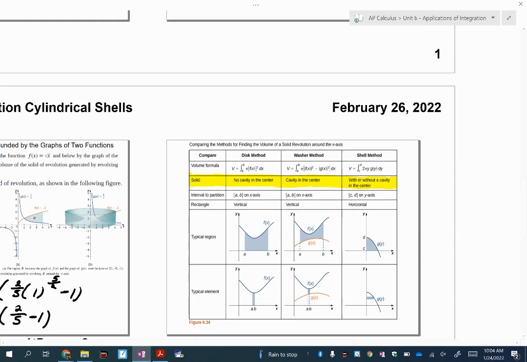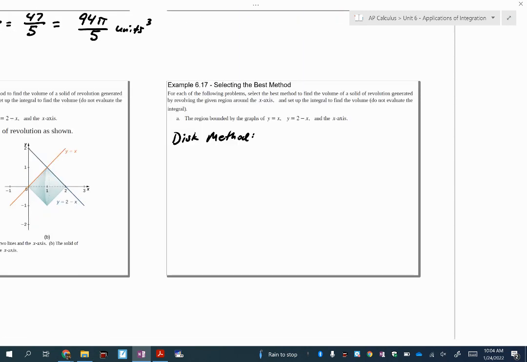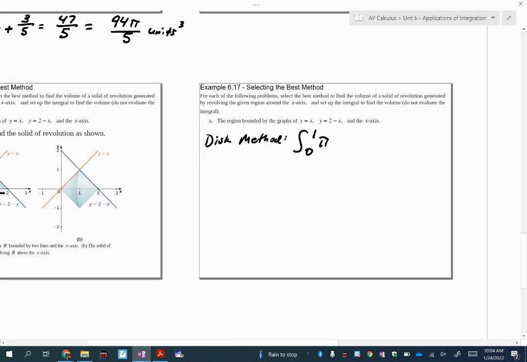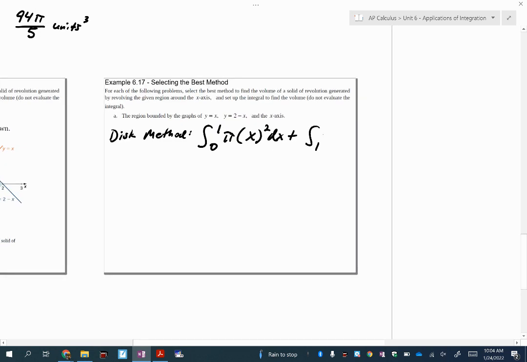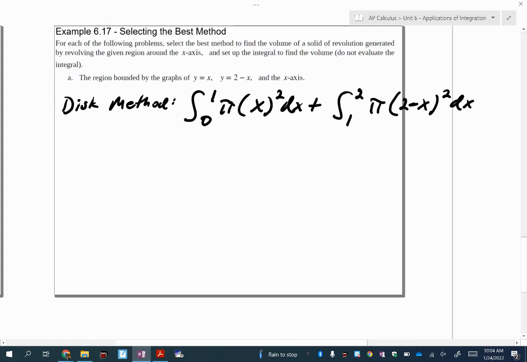So if I use that formula where it says the integral from a to b of pi times the function squared, I'd have the integral from 0 to 1 of pi times the function, which would be x squared dx, plus the integral from 1 to 2 of pi times the function, which is (2 minus x) squared dx. This really doesn't seem like it'd be that big a deal. I have no problem. None of us would have any issues doing it.